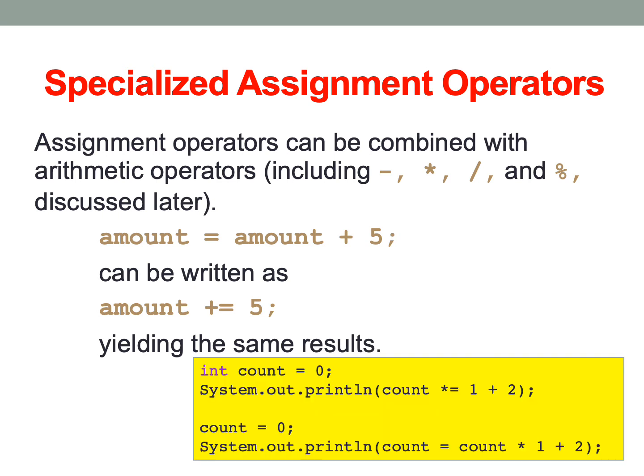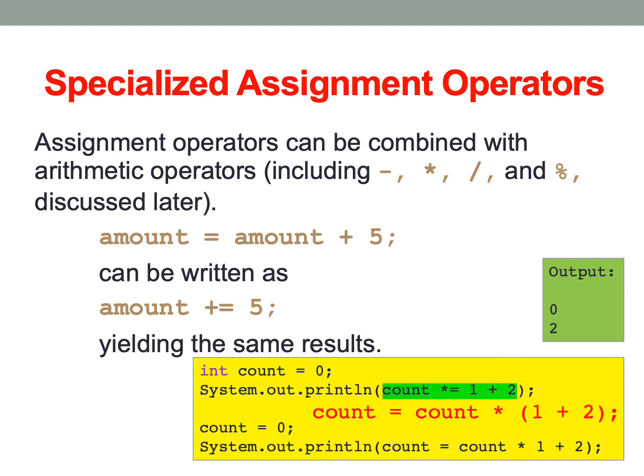However, you have to be careful when mixing with other kinds of arithmetic operations. For example, say that we have int count equals 0, and then we have System.out.println count times equals 1 plus 2. Is that the same as count equals count times 1 plus 2? What do you think the output would be for these two println methods? If we run this code, the first one will give us the output of 0, and the second one has the value of 2. Why do you think we have these values?